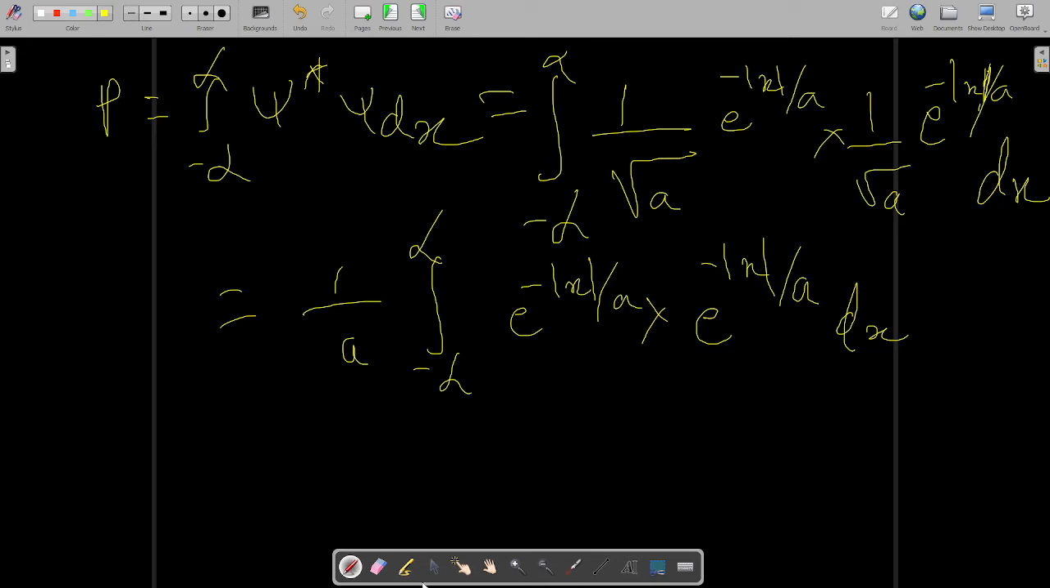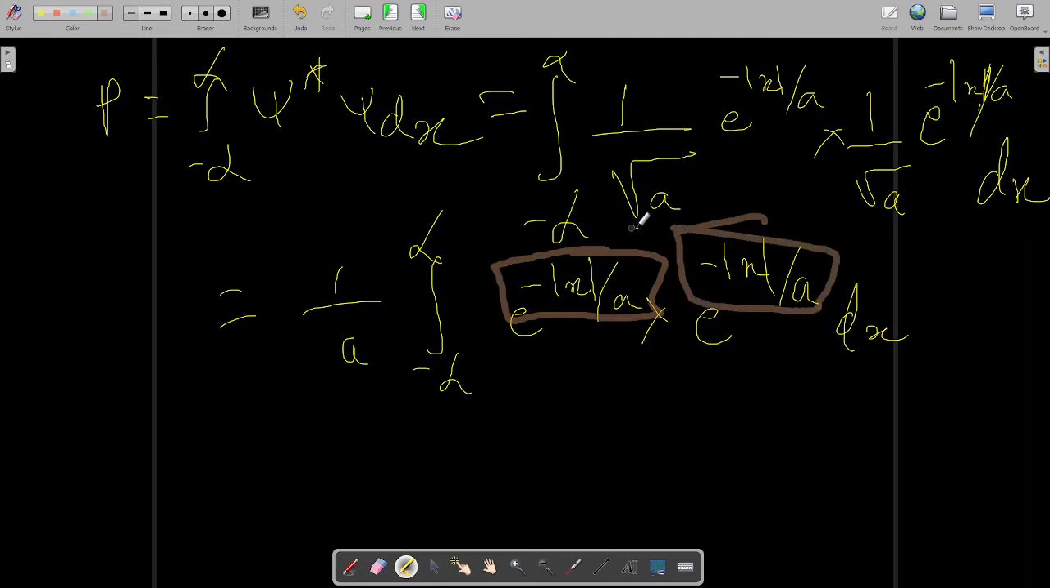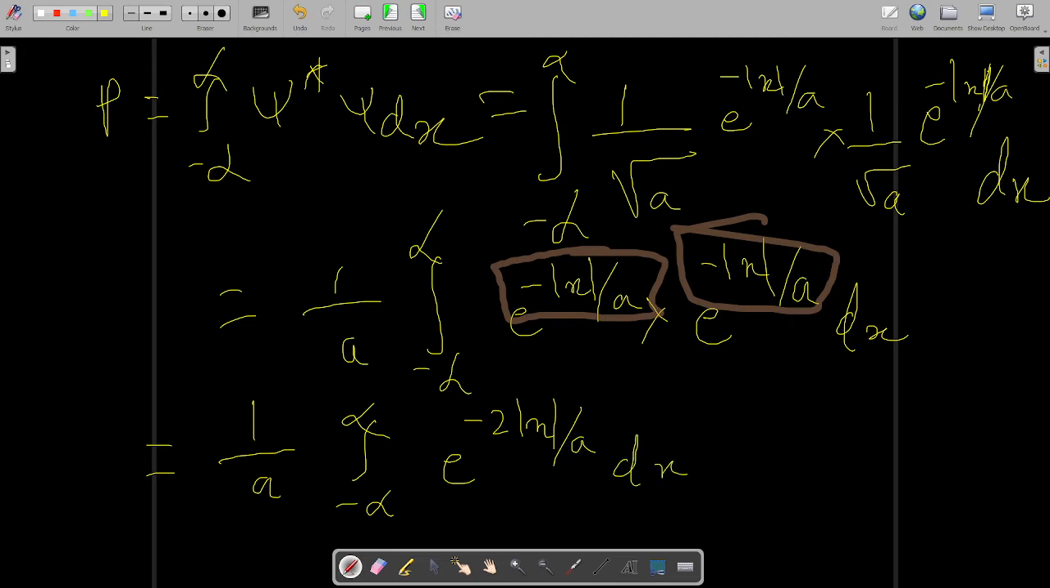What is the law of indices? These powers will be added. According to the law of indices, these powers are going to be added. So you will simply add those powers, and it will look something like this: e to the power minus 2 mod x divided by a, and this will be dx, right? Now I have already told you in the starting of the class, this is the mod x function, right?